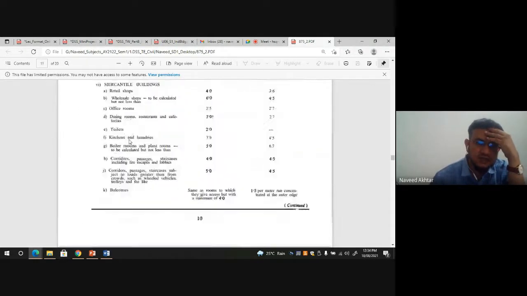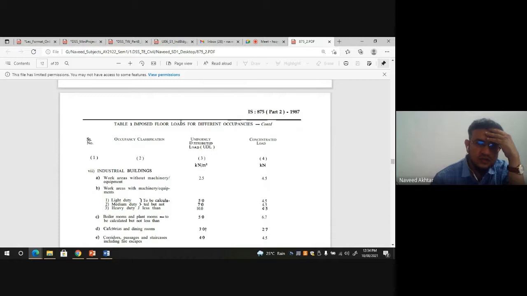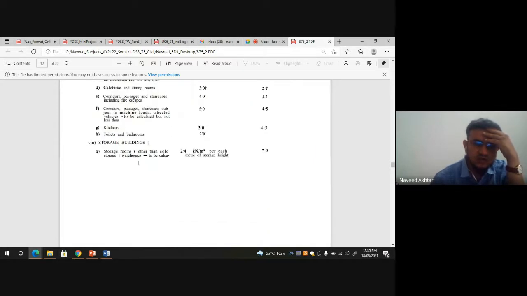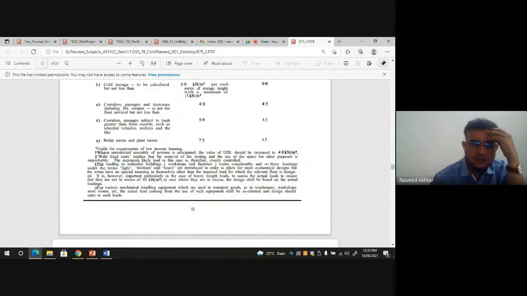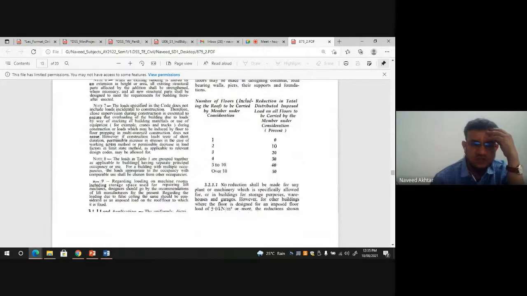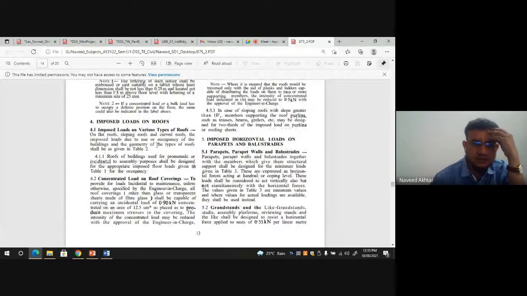But here we have to go for the live load for the industrial building. Okay. So in industrial building, we need the floor load occupancy. But here we are not going for the floor load. We need the roof. We are going to design the roof truss. So that's why we are going for the roof. So we are looking at the imposed load.